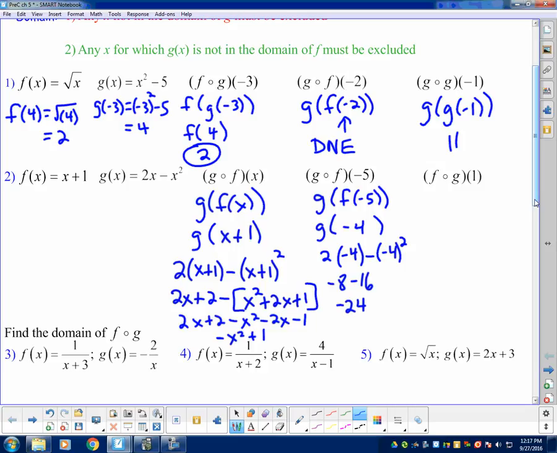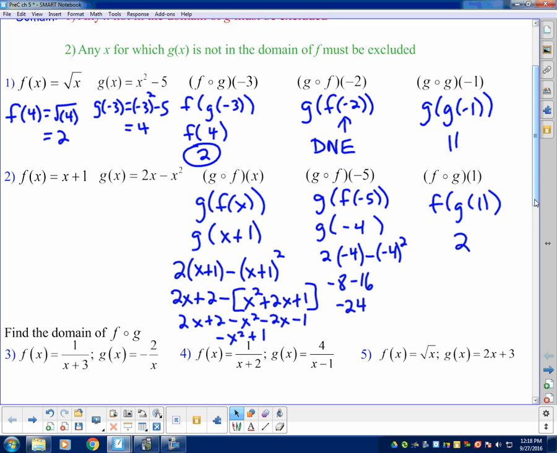This one I think we could probably do in our heads. F of g of 1. So g of 1 would be 2 minus 1, which is 1. And f of 1 is 2. All right, so that's the composition of two functions. You can actually have more than two functions, one inside of another, and maybe multiple.